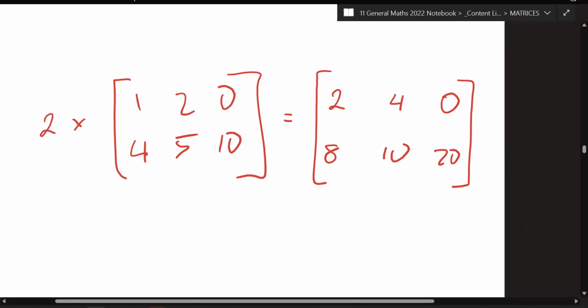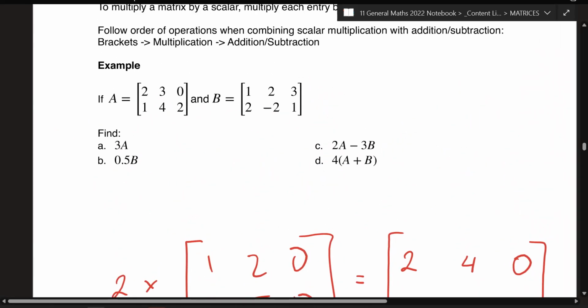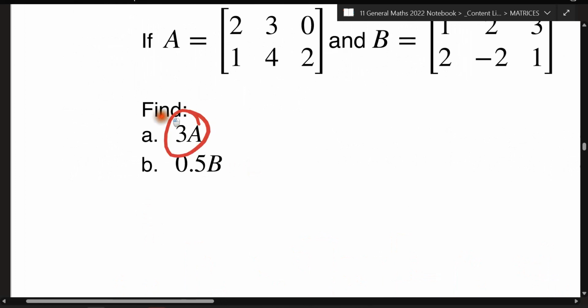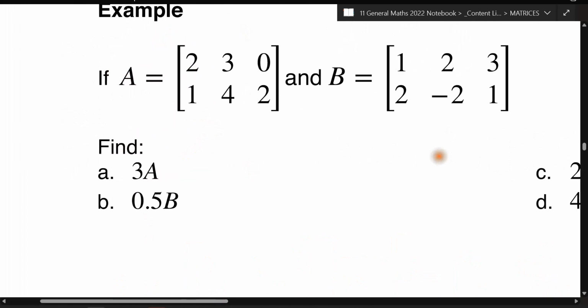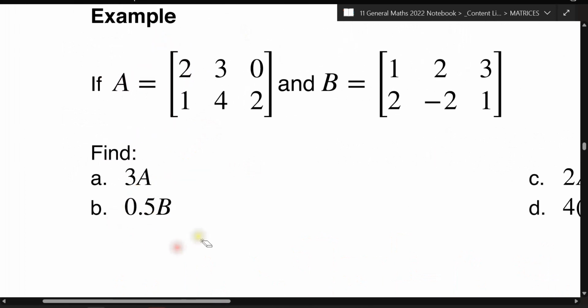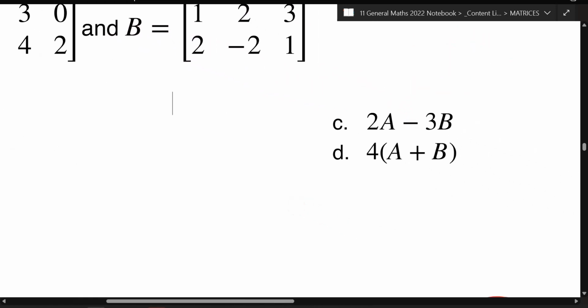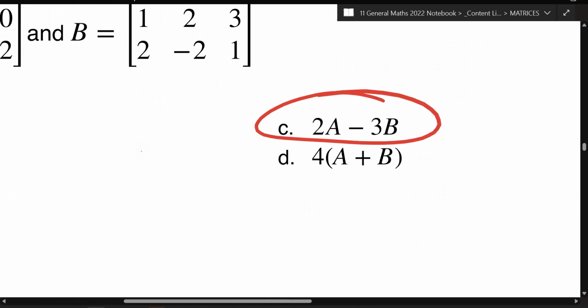Now, sometimes what you'll see is, for example here, what does this mean? 3A. This means 3 times this matrix, because this is matrix A. 0.5B means 0.5 times this matrix, because it's matrix B. That's what that all represents. What do you guys think this means? 2A minus 3B.